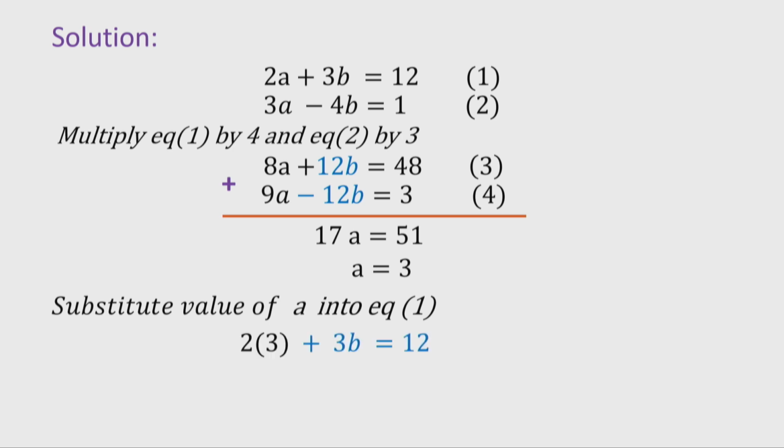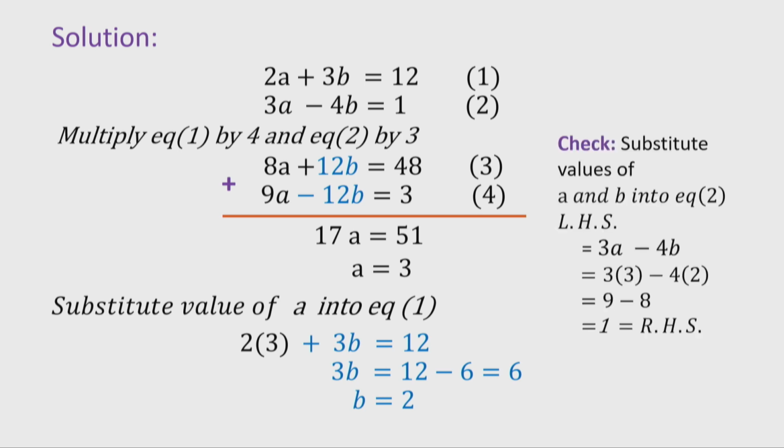So 2 times 3 plus 3b equal to 12. 3b will be equal to 6 and b will be equal to 6 over 3, that is 2. Remember, the last step would be to check your answers. So I will replace the values of a and b into equation 2. The left-hand side will be 3a minus 4b, which will be 3 times 3 minus 4 times 2. 9 minus 8, which will be equal to 1. And this is equal to our right-hand side. So this means that our answers are correct.